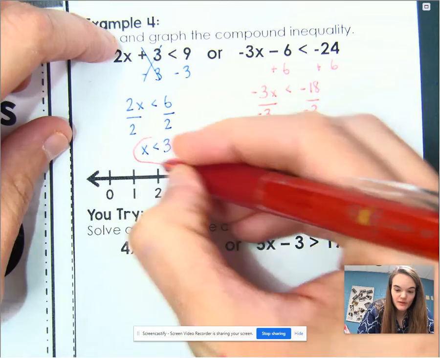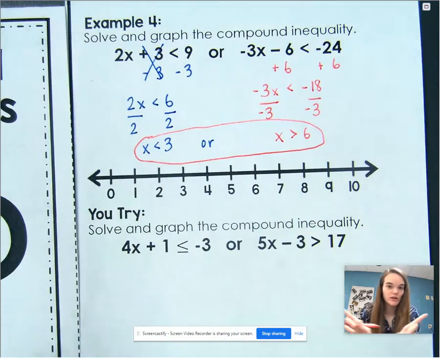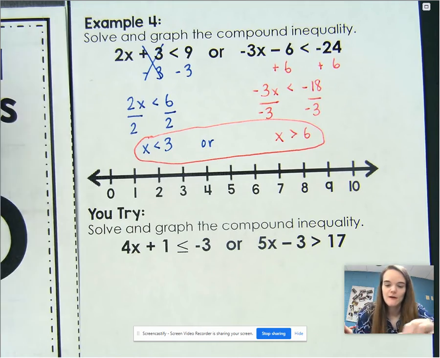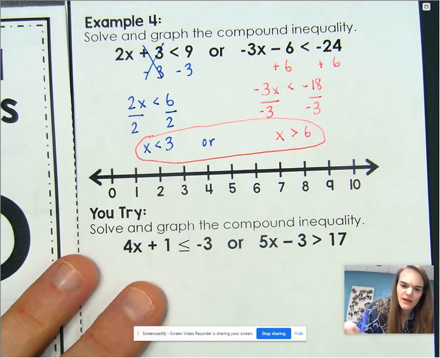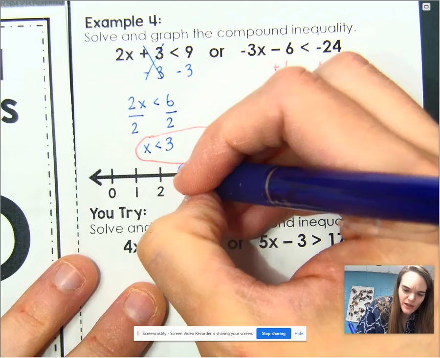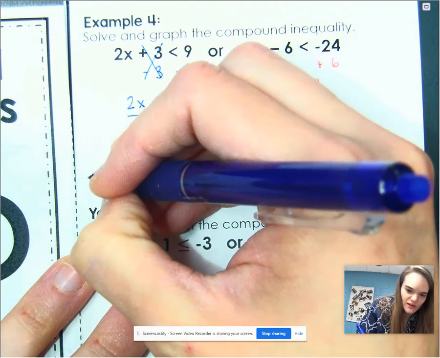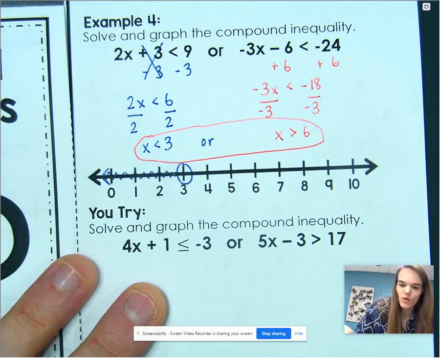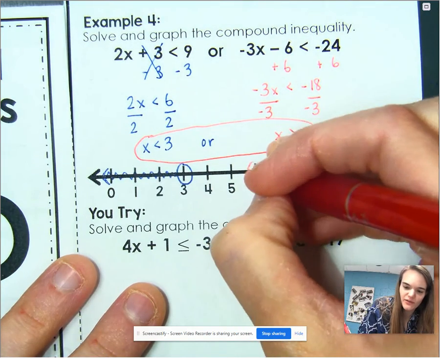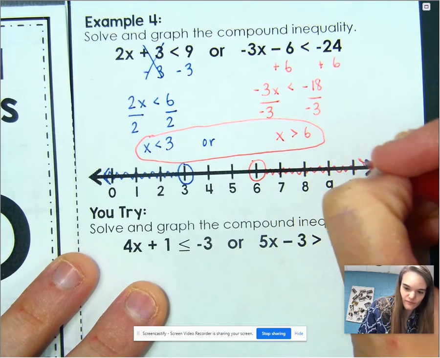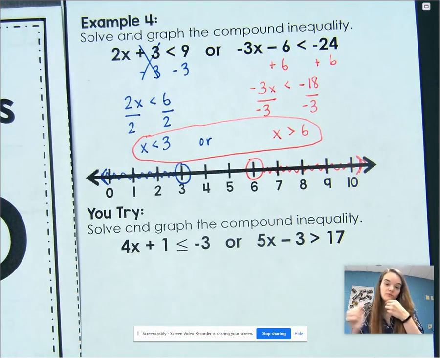If you did not flip the symbol, these ors would not be pointing in opposite directions. Sometimes that happens, but very, very rarely. All right, so let's graph. X is less than 3. Circle 3, shade to the left because it's less than. Or X is greater than 6. Circle 6, shade to the right because it's greater. They point in opposite directions. Good.